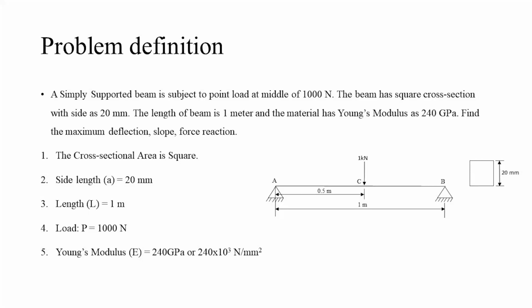The problem is as follows. A simply supported beam is subject to a point load of 1,000 newtons. The beam has a square cross section with sides of 20 millimeter. The length of the beam is 1 meter, and the material has a Young's modulus of 240 gigapascals. Find the maximum deflection, slope, and force reaction.